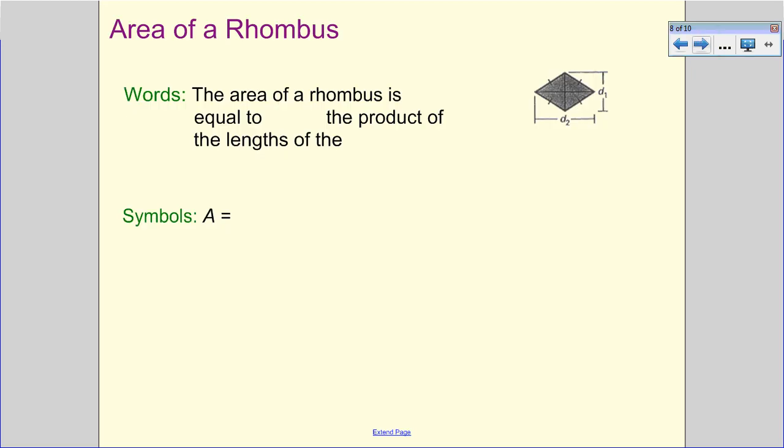Now we have the area of a rhombus. So the area of a rhombus is equal to 1/2, so it's equal to half the product, which means we're multiplying the lengths of the diagonals. So we're not going to use any of the side measurements of a rhombus, but what we're going to do is study these diagonals. And what we know is that these diagonals are not equal to each other. They do bisect each other, but they're not equal to each other.